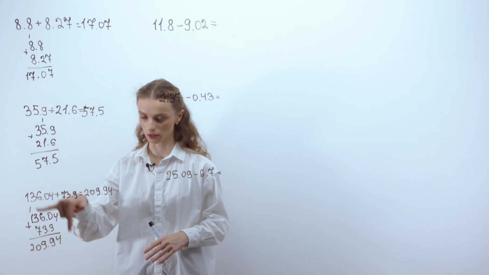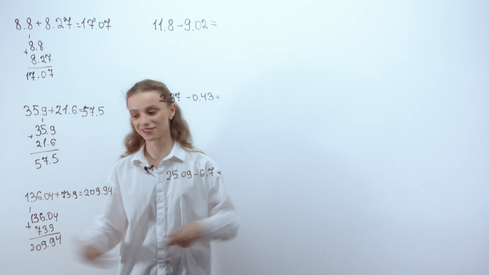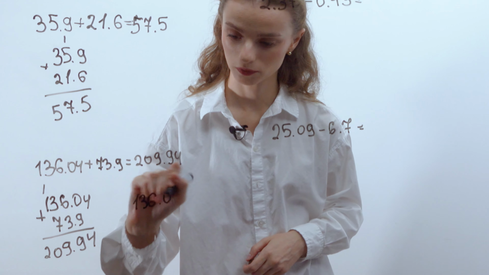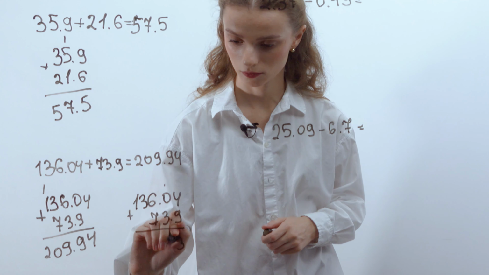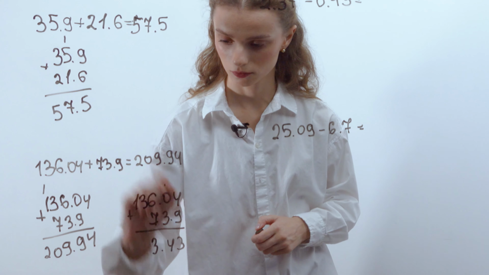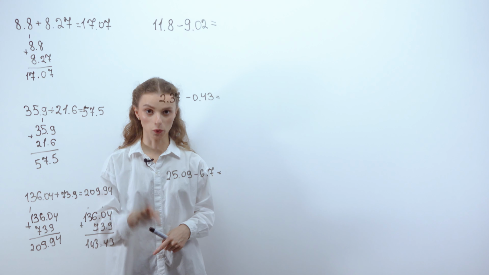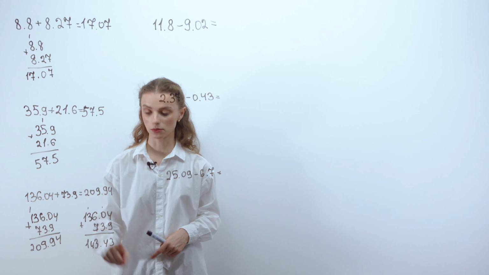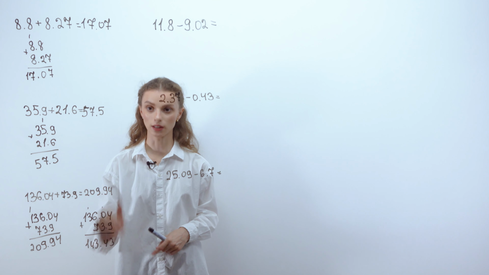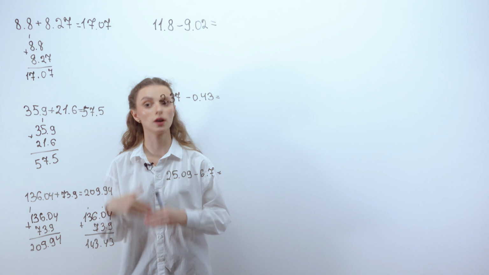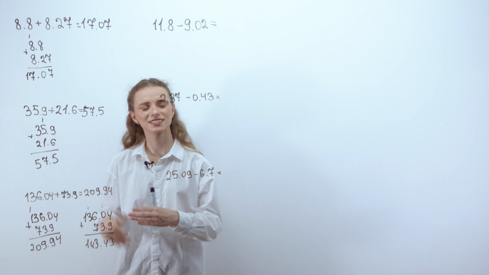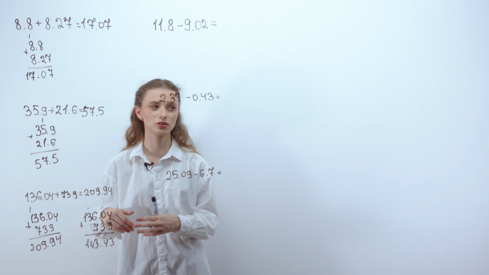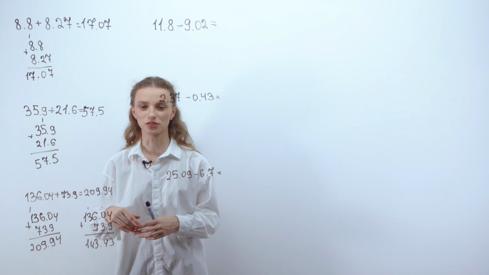Let me show you an example of how you should not be doing it. Let's take the same thing, but do it the wrong way. Here you see that I did not align my decimal points, therefore I got a completely different answer. That is wrong. So make sure whenever you add or subtract decimals that the decimal point is aligned. So ones go with ones, tenths go with tenths, hundredths with hundredths.